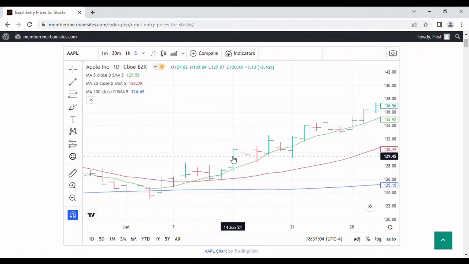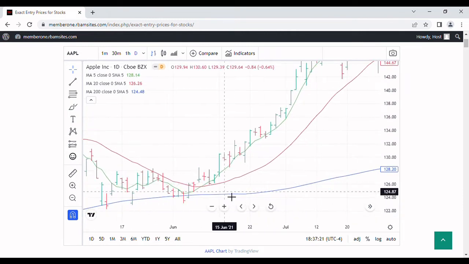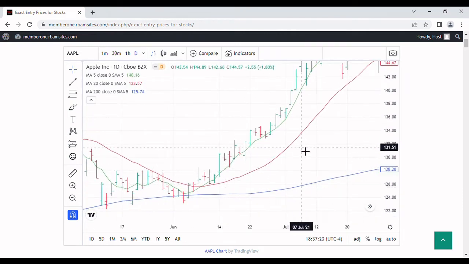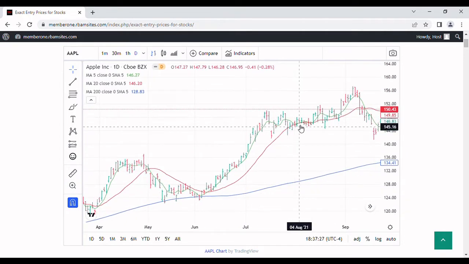So now we ask ourselves the question, can we get in? Well, sure we can. Look, it traded at 127.07. That's below 127.35. So we get in, we buy. So now we're in the market. We're in Apple on a daily chart. So what do we do? Well, we don't do anything. We do nothing until the 5-day moving average crosses down below the 20-day moving average.